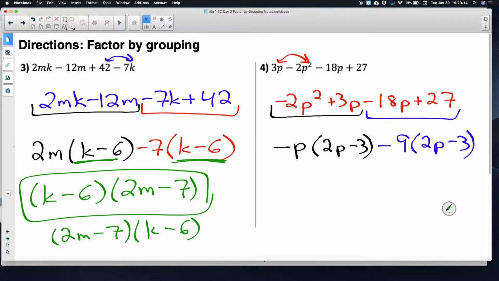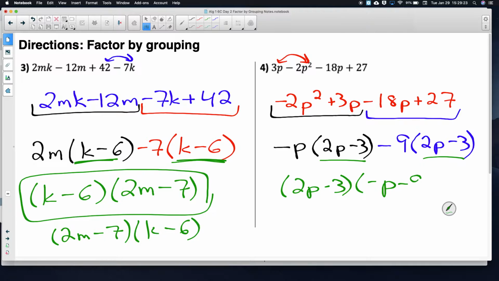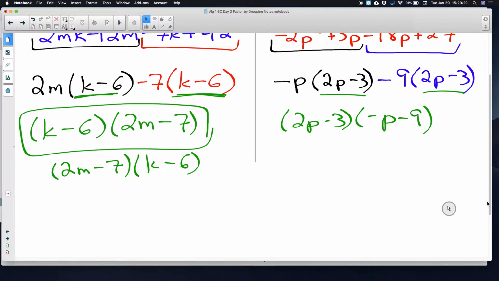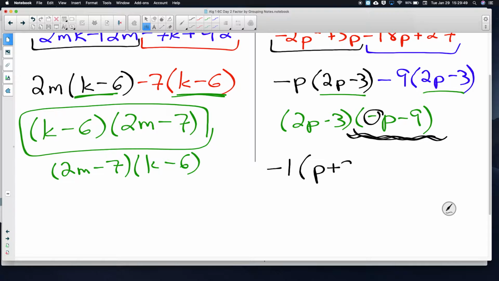So if you'll notice, they each share a 2p minus 3 in common. So I'm going to factor that out. And I'm left with negative p minus 9. Now, I'm going to take it a step further. So this is kind of our challenge problem for the notes. 2p minus 3, that's okay. But if I look right here at negative p minus 9, that first term in there is negative. So I need to factor out that negative 1, and that's going to leave me with p plus 9. And then I have 2p minus 3 just coming along for the ride.